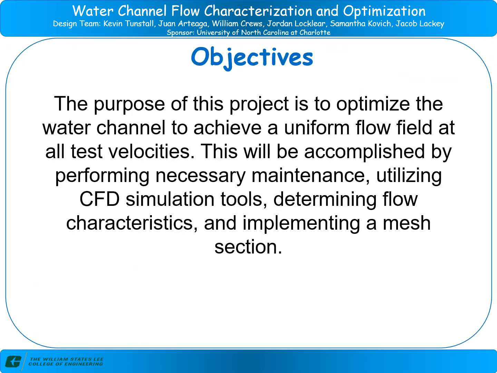The main objective of our project was to characterize and optimize the water channel that we have in the Motorsports Research Building to achieve a uniform flow velocity in the test section, where different scale models are used to create fluid simulations. This was accomplished by providing maintenance documents and cleaning the channel, utilizing CFD simulation tools, doing real-world testing of flow characteristics with sensors, and also a final test after we had made our implementations.